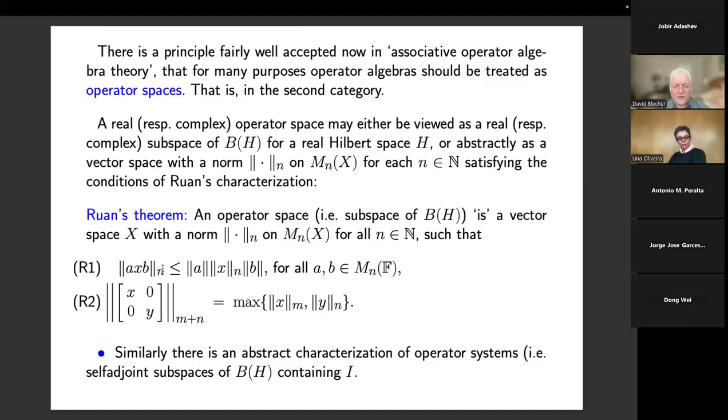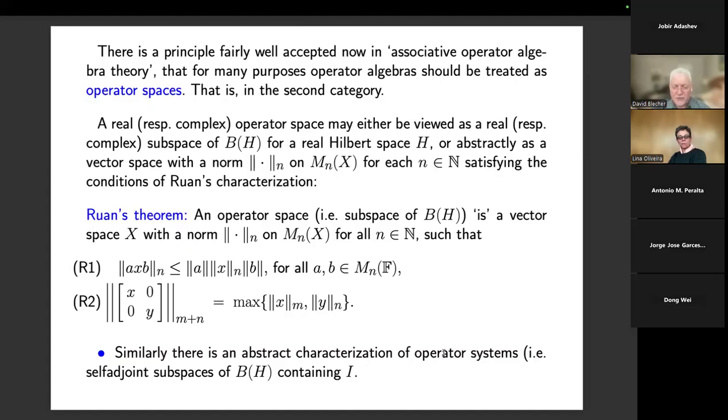The first says that the matrices over X form a normed bimodule over the matrices over your scalars. F here is the real or complex scalars. And secondly, that if you take the direct sum of two matrices, its norm is the maximum of the norm of x and the norm of y. So a beautiful, completely abstract characterization of operator spaces.